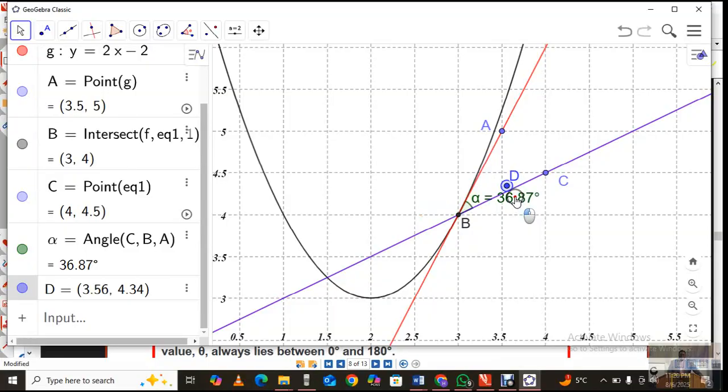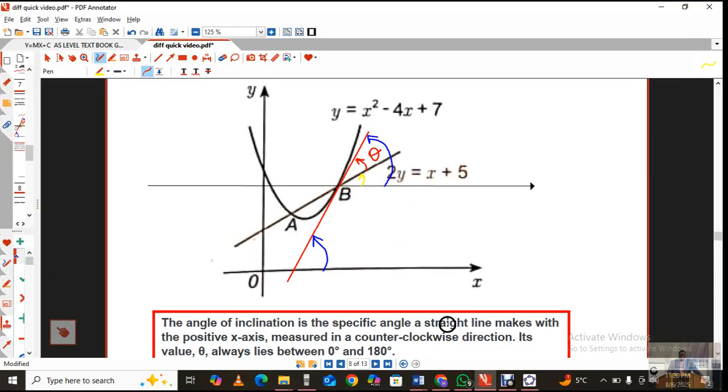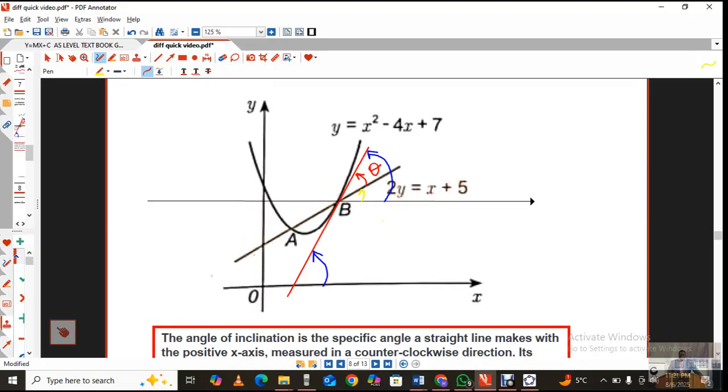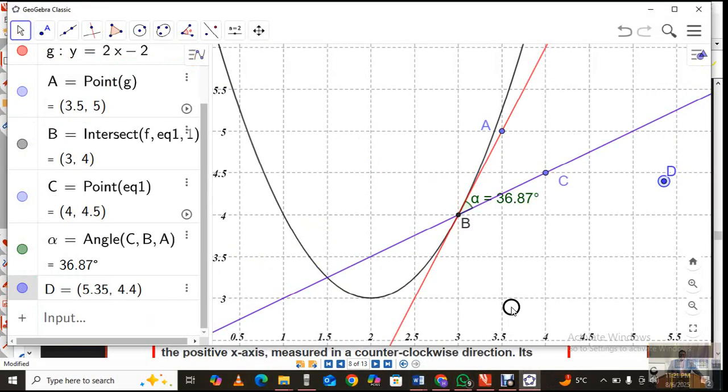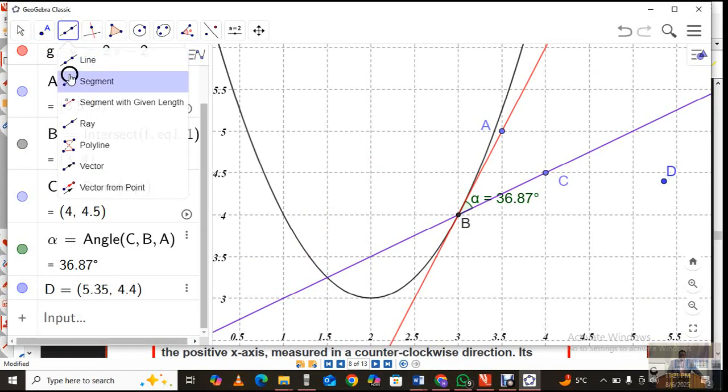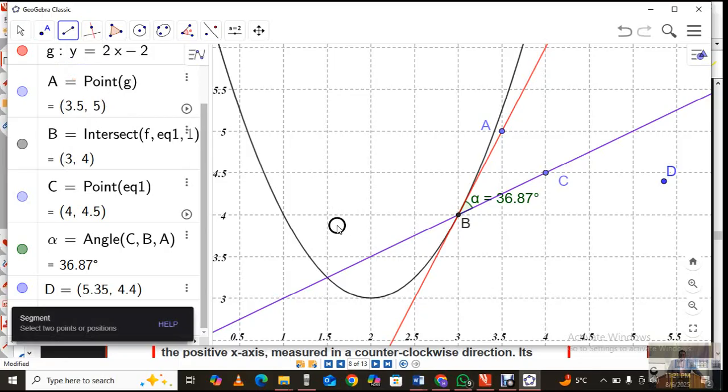The question is also talking about an acute angle. So we're looking for 36.87, but you don't have software for you to do that. I just want to bring in another point, which is a line, so that you can understand what I mean.